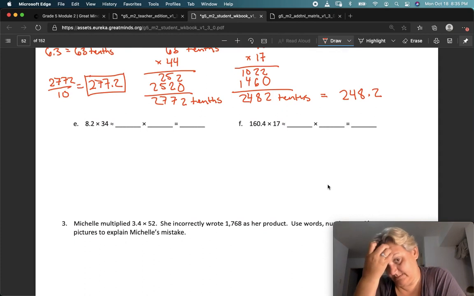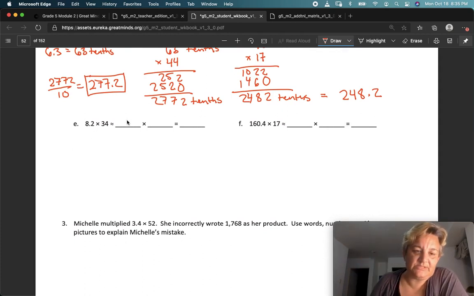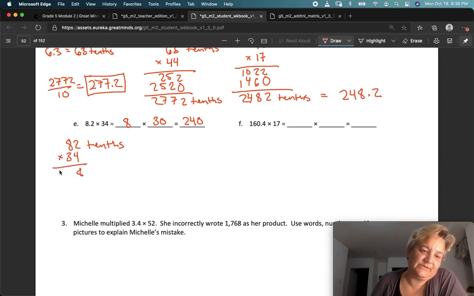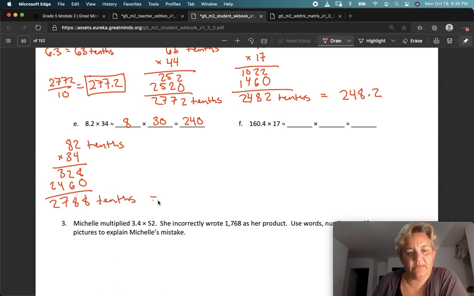Next one, 8 and 2 tenths. I'm going to round that down to 8. 34 ones, I'm going to round down to 30, or 3 tens, and that's going to give me an estimate of 240. And this 8.2, I'm going to change that to 82 tenths times 34, and that's 8. So 1632, 0, 6, 24, and 8, 8, 7, 2 tenths. Okay, which equals 278 and 8 tenths.